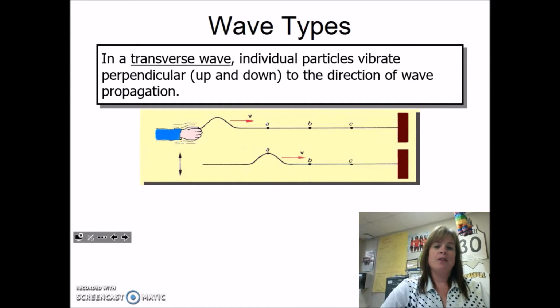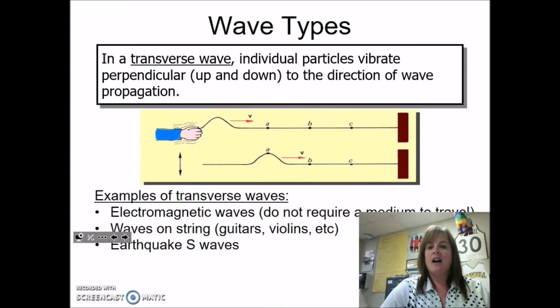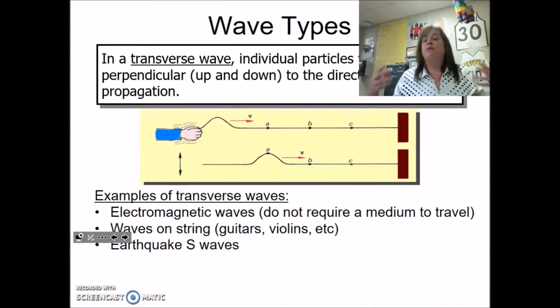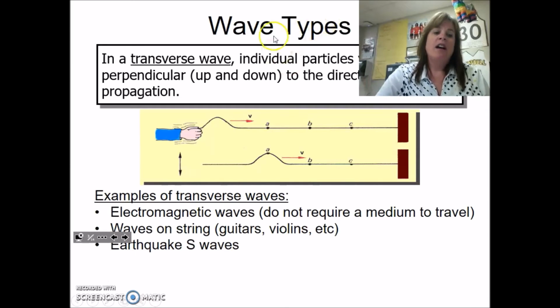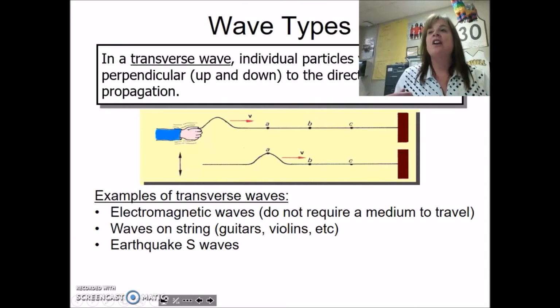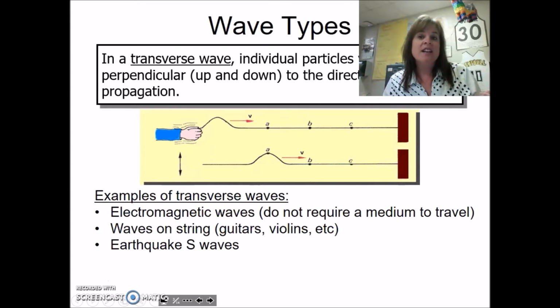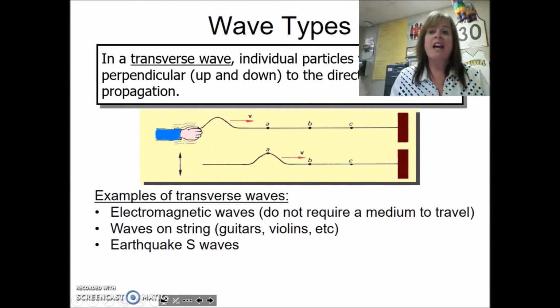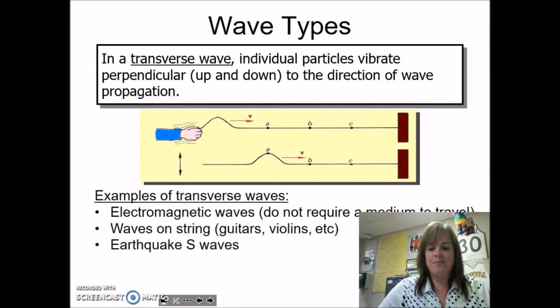Some great examples of transverse waves are electromagnetic waves. Those are light rays, light waves from the sun, from your light bulbs. What's actually kind of cool about them is they don't require a medium to move. Another example of a transverse wave is if you play guitar or the violin, you are generating waves on the strings, and those are also transverse waves. Earthquake S waves are another example of a transverse wave.